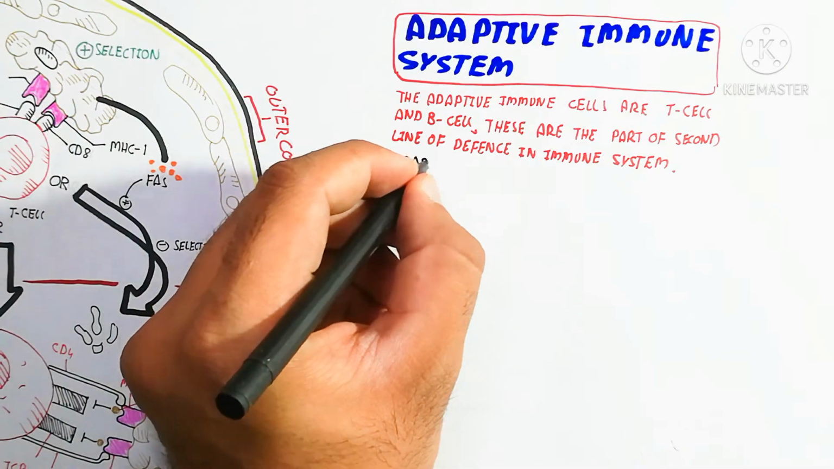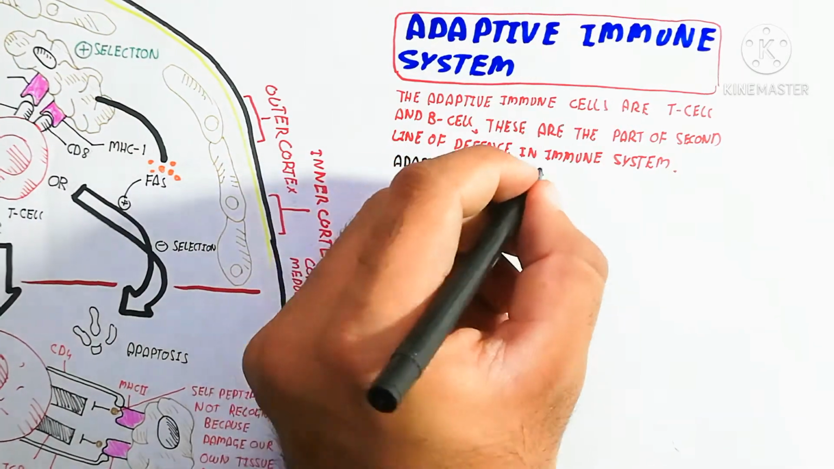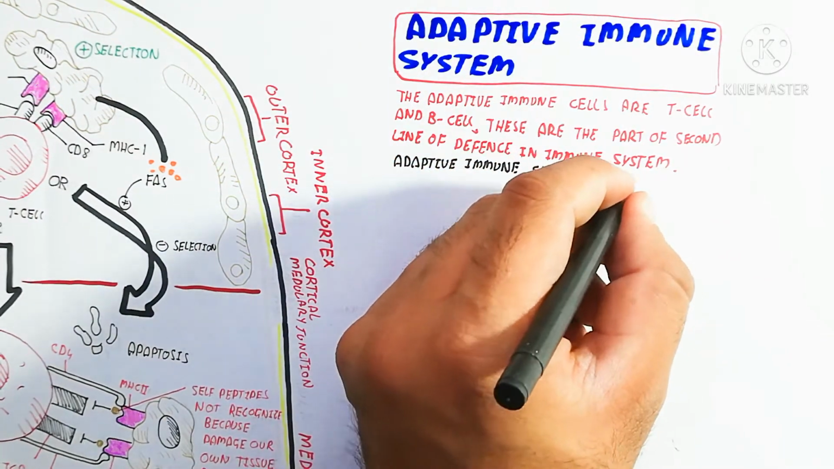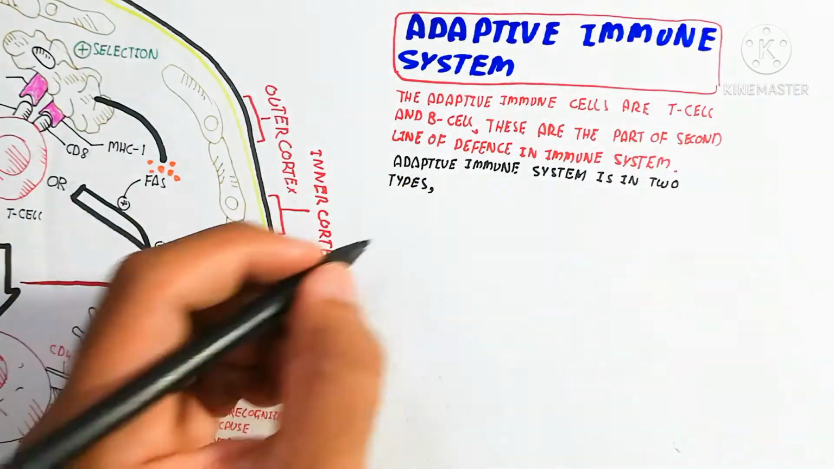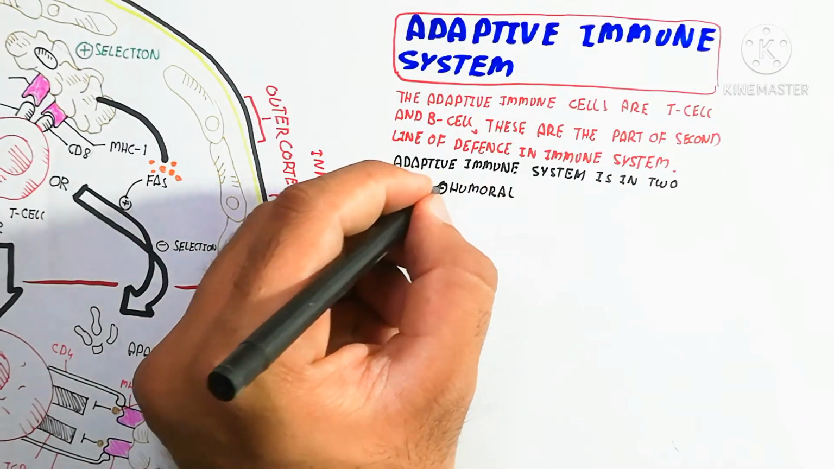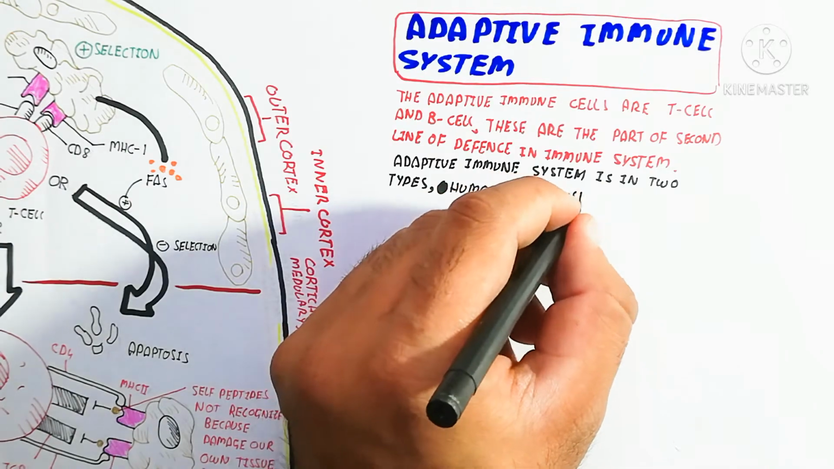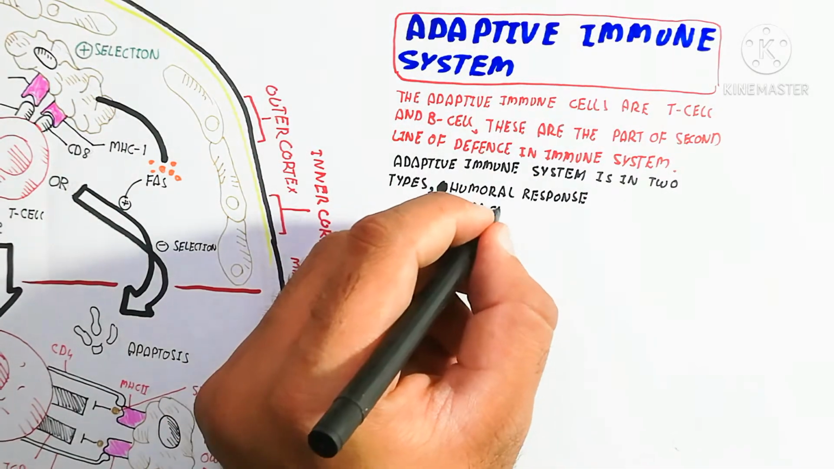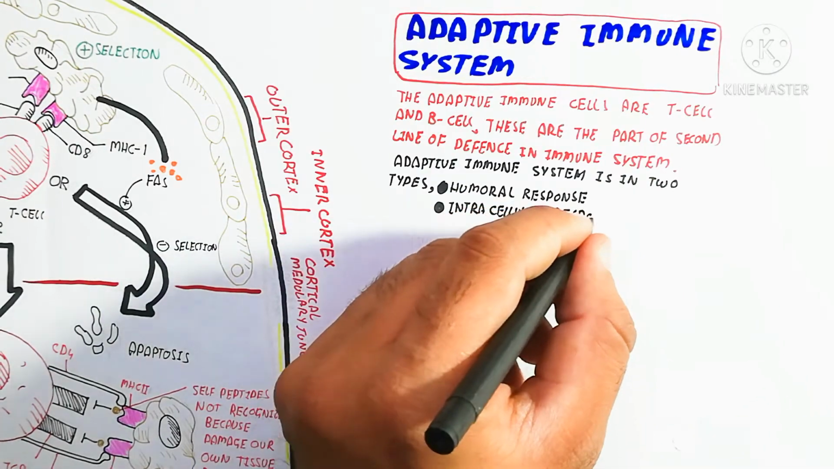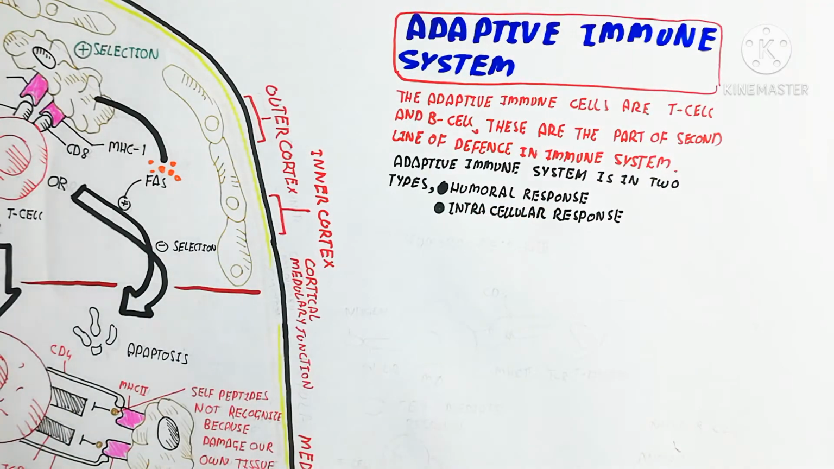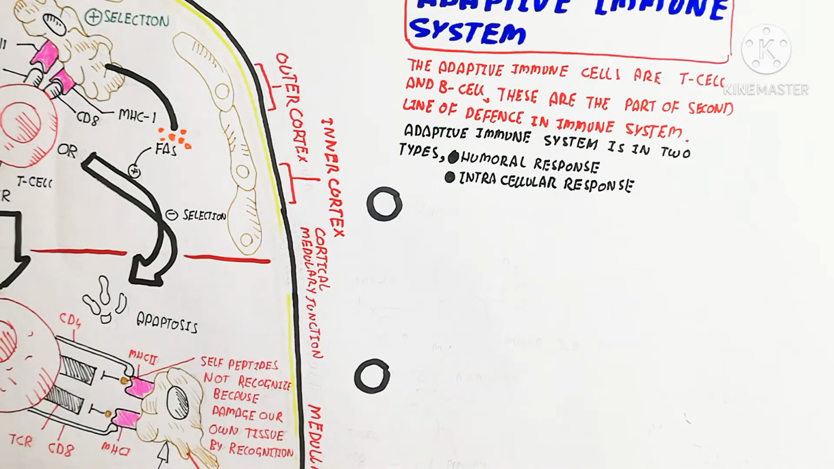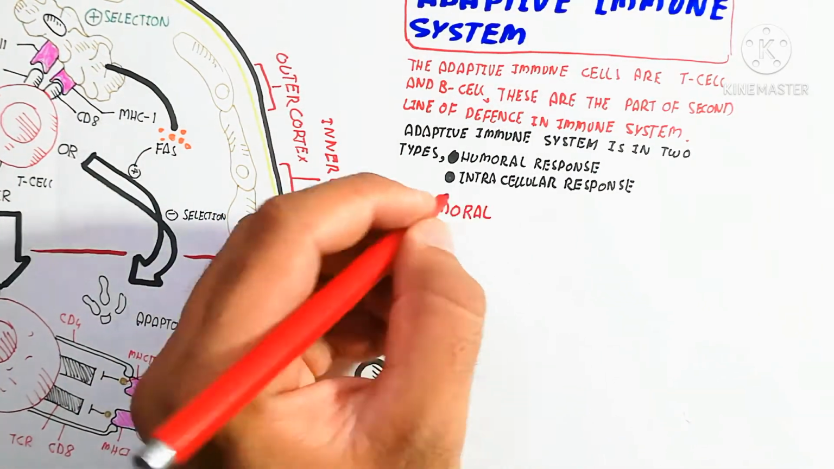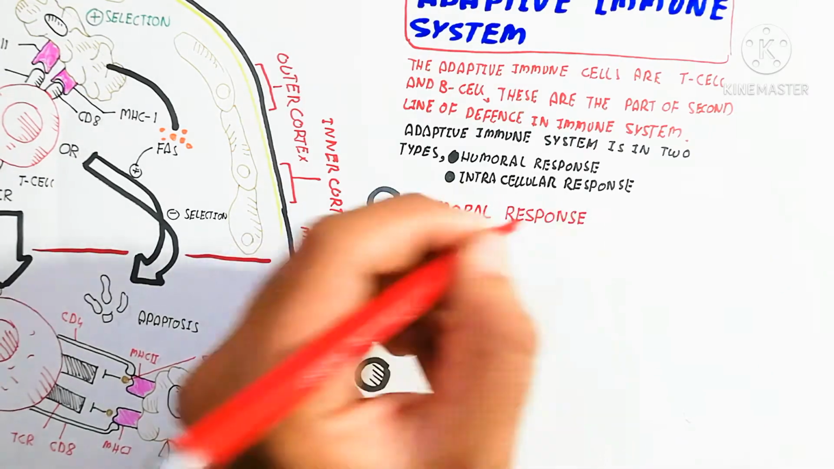inflammatory site. So the adaptive immune cells are T cell and B cell. These are part of the second line of defense in the immune system. The adaptive immune system is of two types: cell mediated response and humoral response. So let's talk about the humoral response. The humoral response means the production of antibodies.